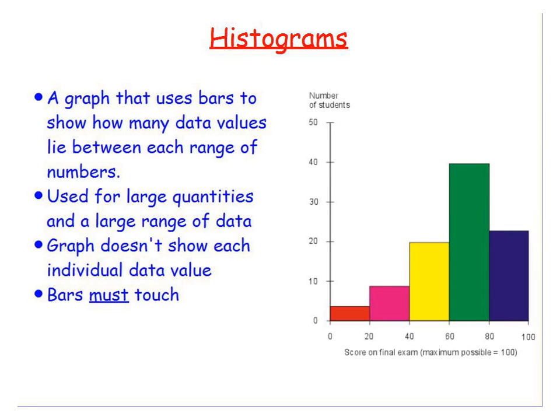A histogram is a graph that uses bars to show how many data values lie between each range of numbers. Now, these graphs are used specifically for very large quantities of data and a very large range of data. So when you have thousands of data values, where it would make it very difficult to graph each individual data value, that's when a histogram is used. Now, there is a big downfall to a histogram. These graphs don't show each individual data value.